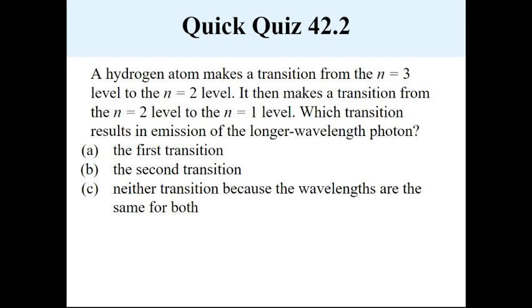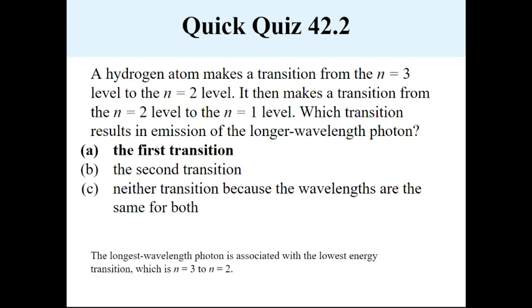So recall that as you go towards the ground state, the gaps become bigger. So the energy gap between level 1 and 2 is bigger than the gap between level 3 and 2. So in other words, when you jump from level 2 to 1, the gap is bigger. So you will release a higher frequency photon, therefore shorter wavelength, than when you jump from 3 to 2. So the first transition has a longer wavelength photon because it's the lowest energy.